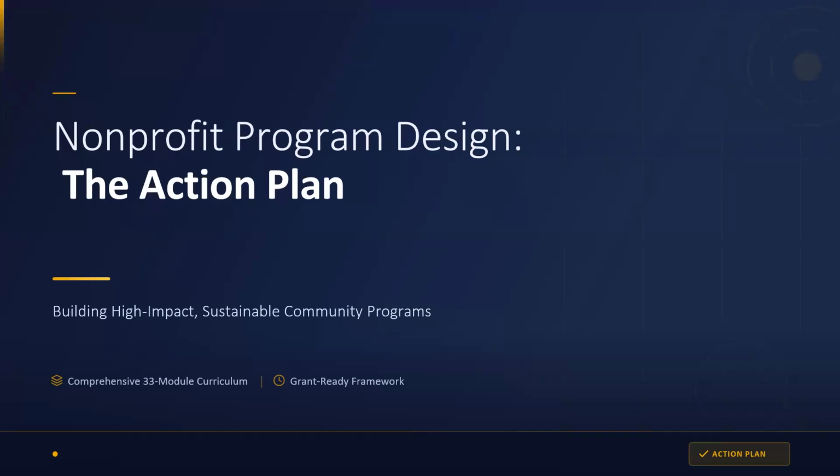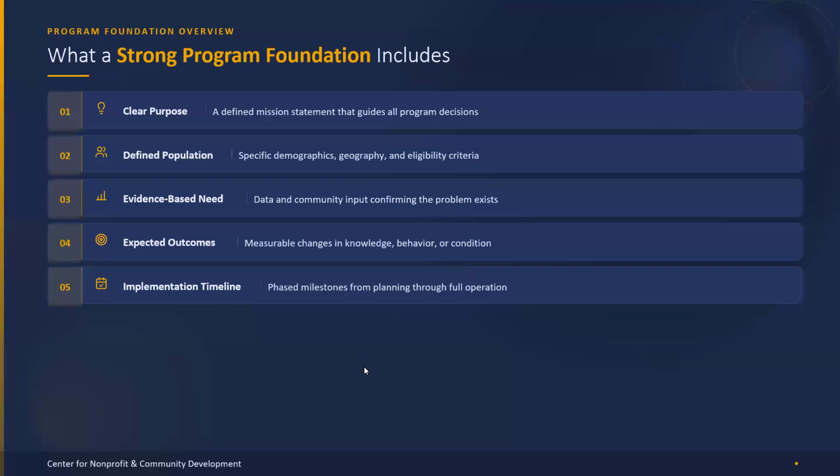So, tonight's class is going to be nonprofit design, the action plan. A lot of this stuff that we're going to go over tonight, we've already gone over. But now we're putting it all together as to what are the different components of a grant. This is going to be a comprehensive 32-module curriculum, framed around a grant-ready framework, building high-impact, sustainable community programs.